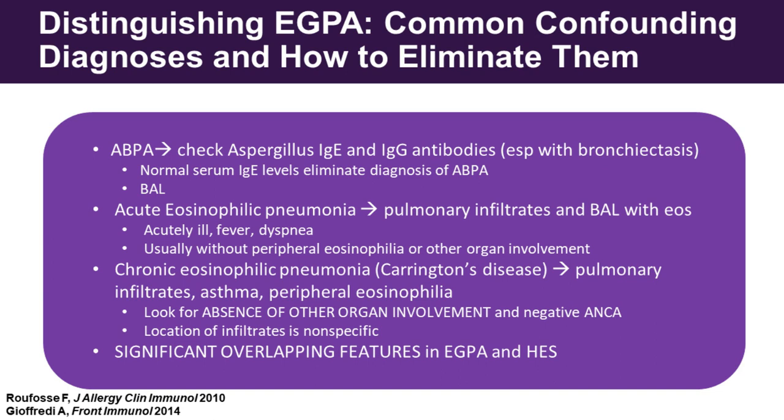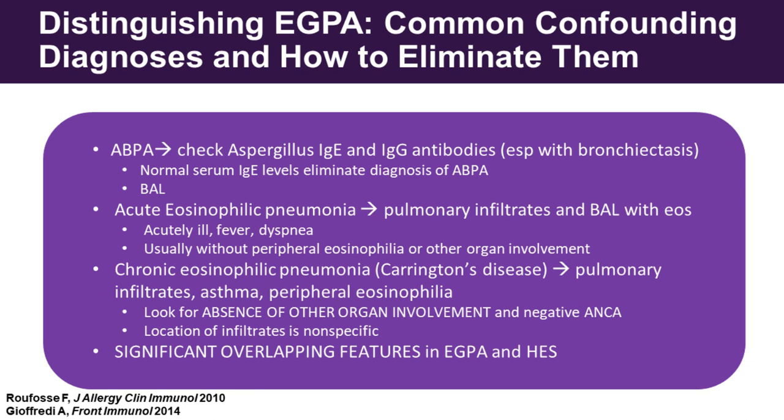Eosinophil-associated syndromes, these are some of the hardest things to differentiate from EGPA because, like I said, in that second phase there is so much overlap in the presentation. One of the big things that can cause eosinophilia and lung infiltrates in similar presentations is ABPA, allergic bronchopulmonary aspergillosis. You'll look for the IgE and IgG antibodies, and you can look for serum IgE levels. If those are normal, you basically can rule out that diagnosis. Of course, you can check a BAL and look for the actual aspergillus in the BAL.